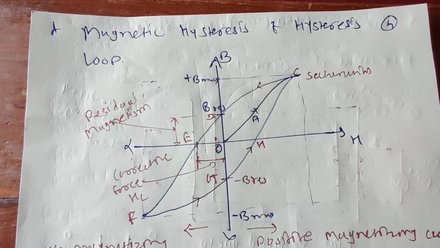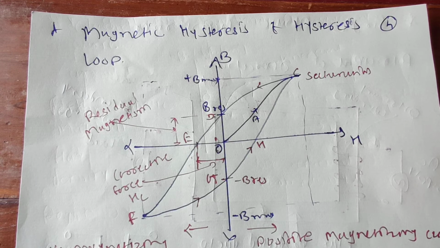Now, in continuation with the previous theory, we study magnetic hysteresis and the hysteresis loop. Below the Curie temperature, all ferromagnetic materials exhibit the phenomenon called hysteresis in the BH curve. This you need to memorize. I'll repeat: below the Curie temperature, all ferromagnetic materials exhibit the phenomenon called hysteresis in a BH curve.